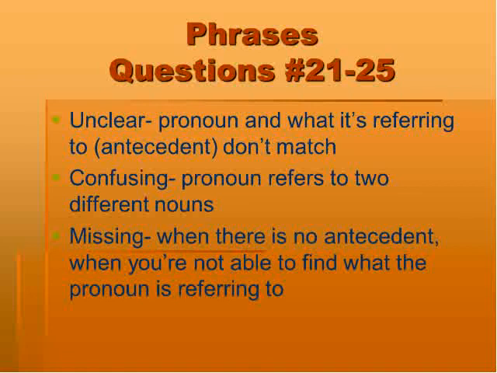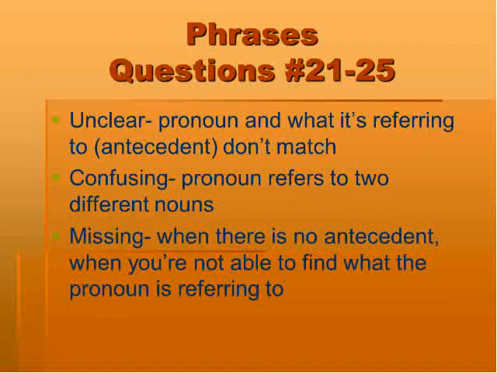Okay? We're going to the last part, 21 to 25. You're going to be asked to pick whether it's unclear, confusing, or missing information. Unclear is when the pronoun and what it's referring to don't match. Confusing: the pronoun refers to 2 different nouns, so you don't know which one it is. And when it's missing, there's no antecedent, when you're not able to find what the pronoun is referring to. So there's some information missing. So this is 21 through 25.